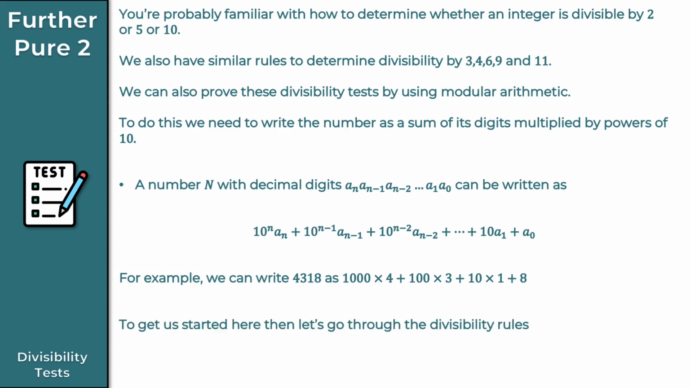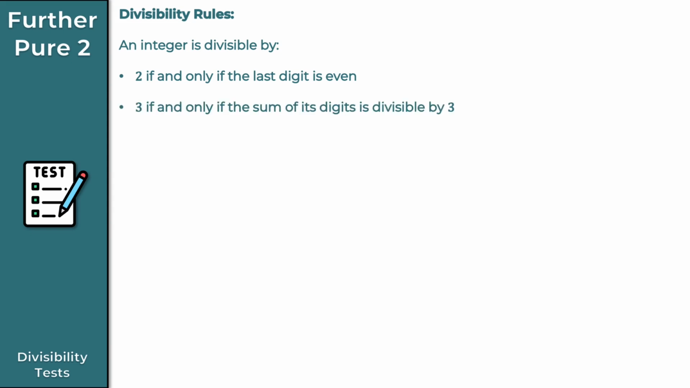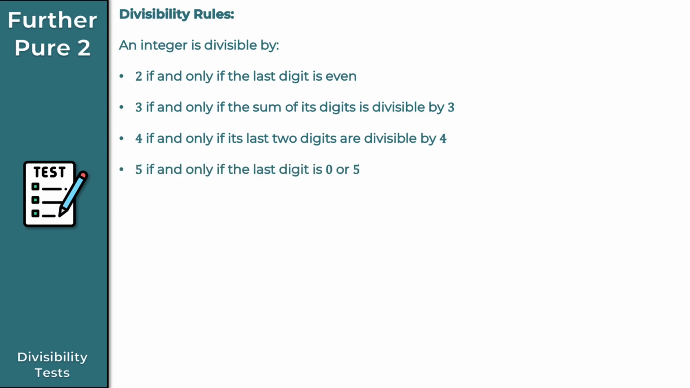To get us started, let's quickly run through all of the different divisibility rules. An integer is divisible by 2 if and only if the last digit is even. Hopefully, that's nice and straightforward and a rule that you're already familiar with. For 3, this is if and only if the sum of its digits is divisible by 3. For 4, this is if and only if its last 2 digits are divisible by 4. For 5, this is if and only if the last digit is 0 or 5. Again, similar to 2, this is a rule that you're already familiar with.